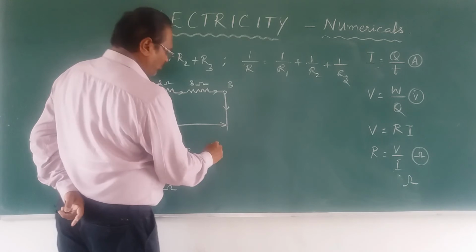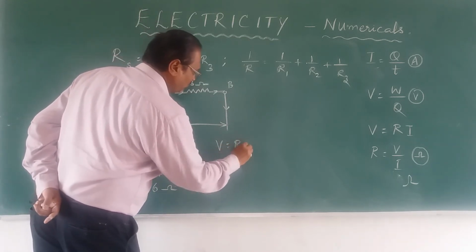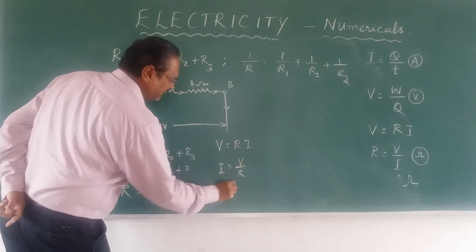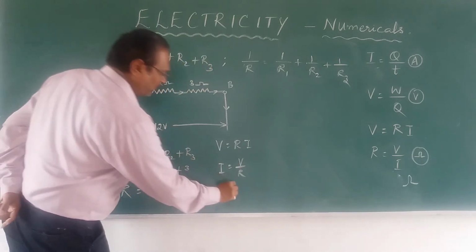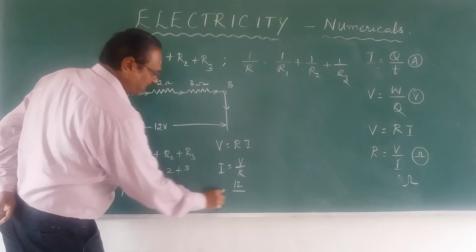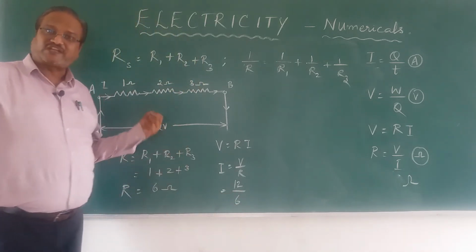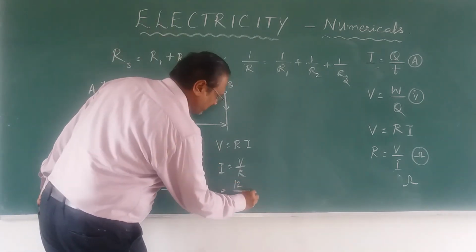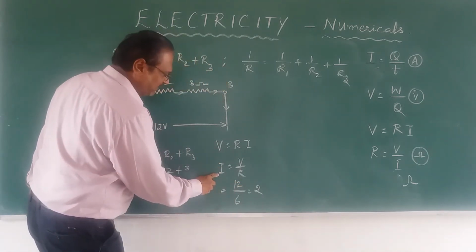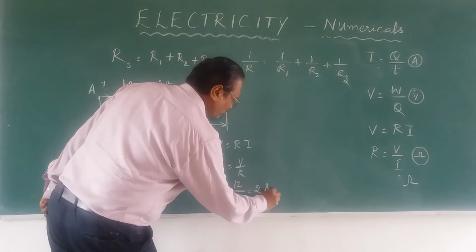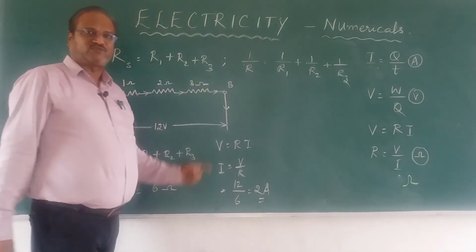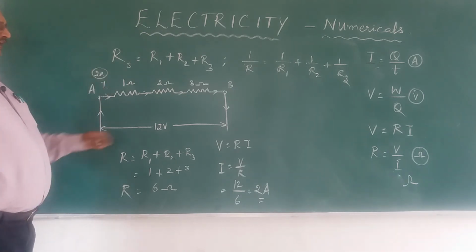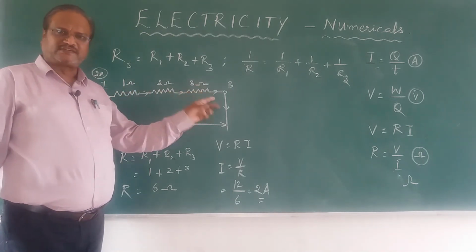So we know Ohm's law, V is equal to R into I, and I is equal to V upon R. V is how much here? 12 volt divided by the total, which is called effective resistance or equivalent resistance. So 12 upon 6, that is equal to 2. What are you calculating here? Current. So 2 ampere is the current flowing through the circuit. 2 ampere.